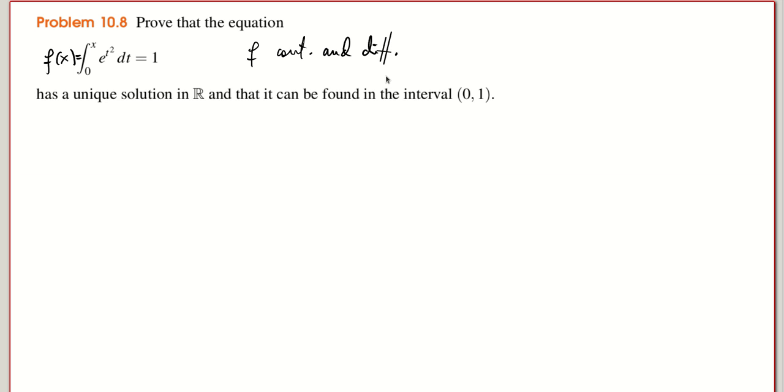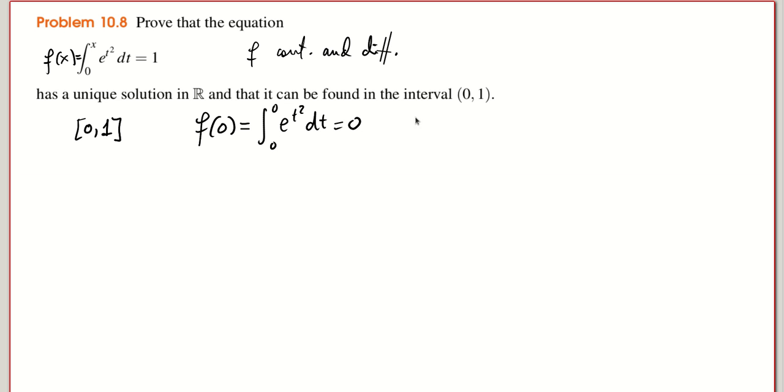As a matter of fact, we can consider the interval 0, 1, and then we have a continuous function in 0, 1, right, in this closed interval, and we apply Bolzano to begin with. So we calculate f of 0. That is easy because it's the integral from 0 to 0 of this function, and that integral is equal to 0 because the length of the interval is 0.